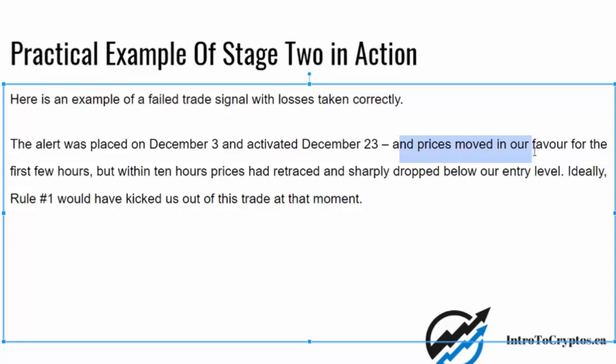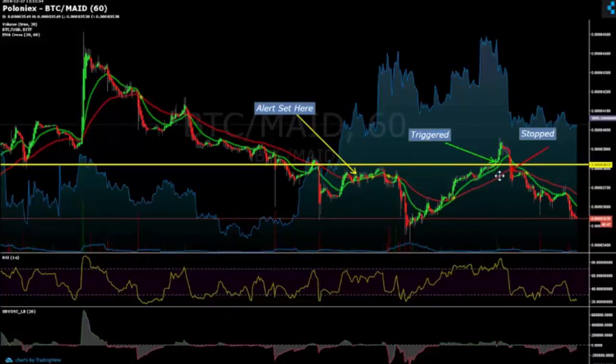Prices moved in our favor for the first few hours, then prices retraced sharply down below our entry level. So ideally, rule number 1 would have kicked us out of the trade at that moment as it came down.